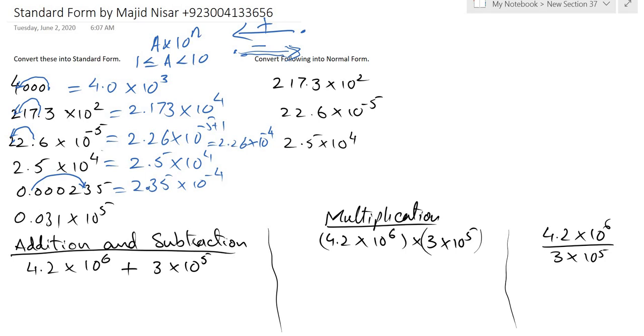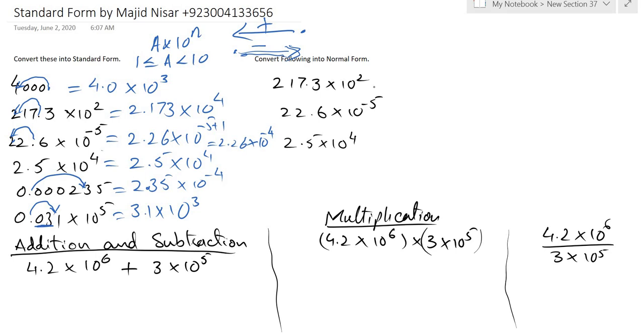Okay, now this is 0.031. The point will move after the first non-zero digit, 3.1, so the power will decrease by 2 because it is moving 2 digits right. So it will be 3.1 into 10 raised to power 5 minus 2, that is 3. So the power has decreased by 2, so that is 3.